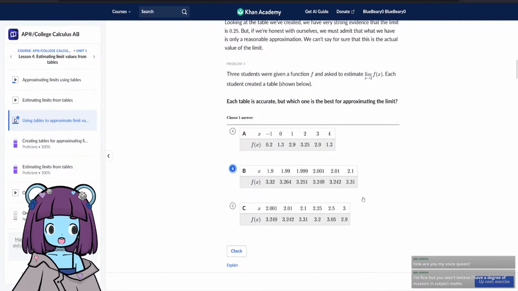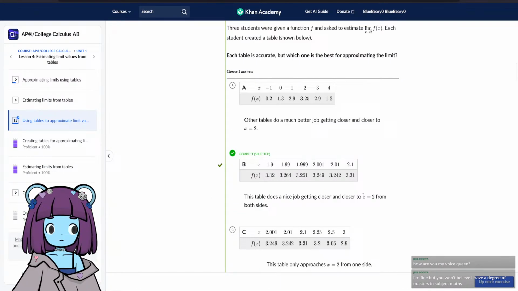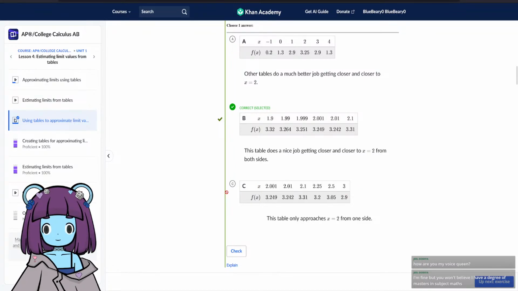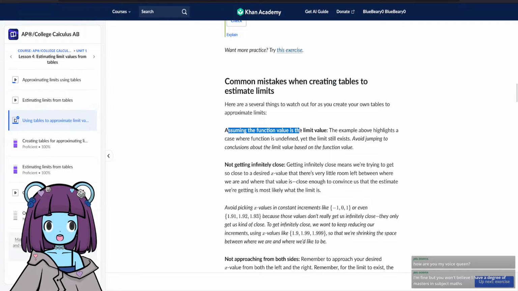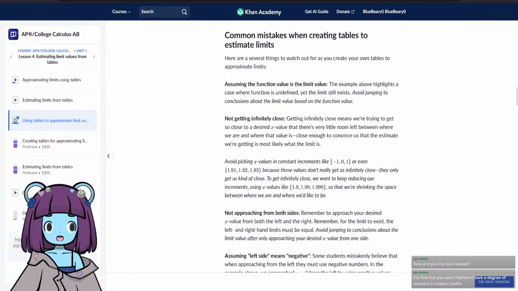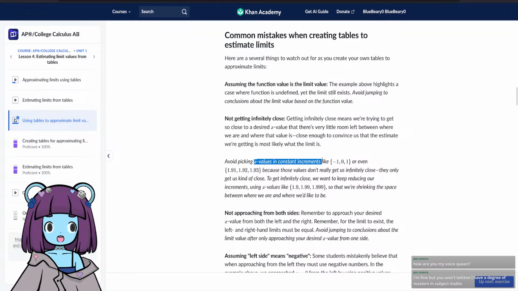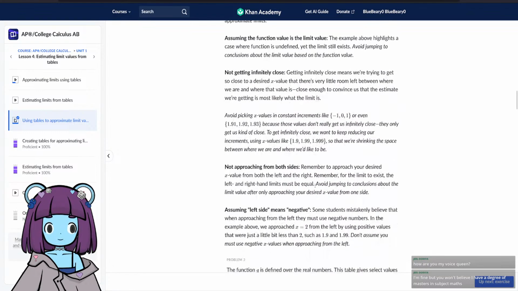So I would pick this one. Yeah, it does get closer to 2. And this one only approaches 2 from the right side. A common mistake is assuming the function value is the limit value, and not approaching from both sides. Also, you don't want to pick constant increments, and not getting really close to the value.